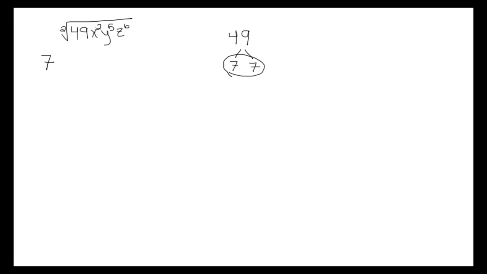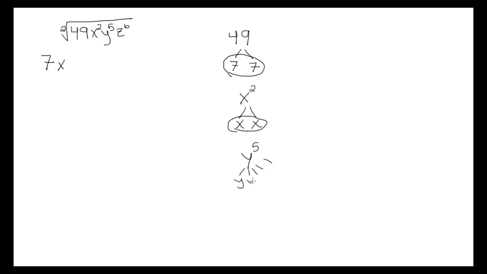And then we have x squared. So you can recognize that we need pairs, or you can break it down into x times x. Since we have a pair of x's, x would also move to the outside. Okay. Same thing with y to the fifth. I have y to the fifth. How many pairs can we get out of y to the fifth?